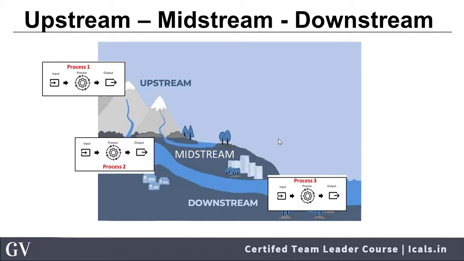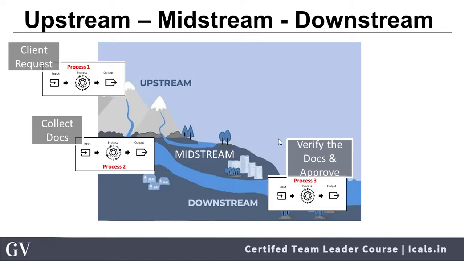Let's try to connect this concept for the loan application process. Your client request becomes your upstream process, and collect document becomes your midstream process, and verifying the document and approve, that becomes a downstream process. What does it mean? So for every process, the output of an upstream process becomes an input for a midstream process, and output of the midstream process becomes an input for a downstream process.